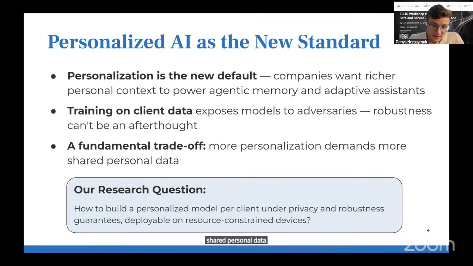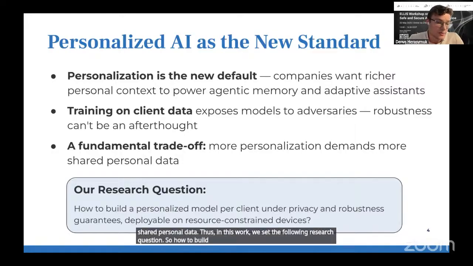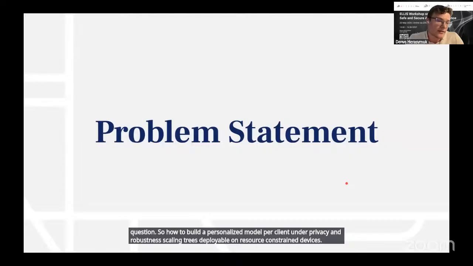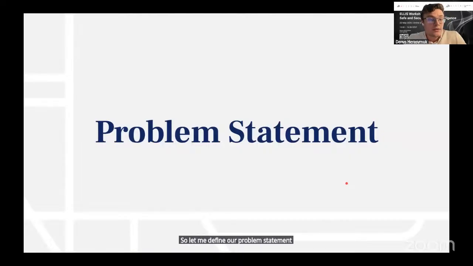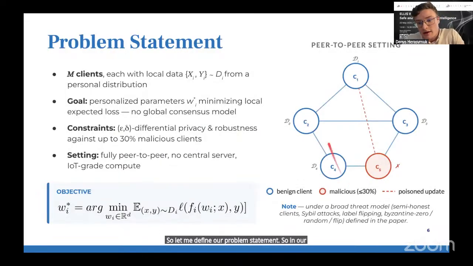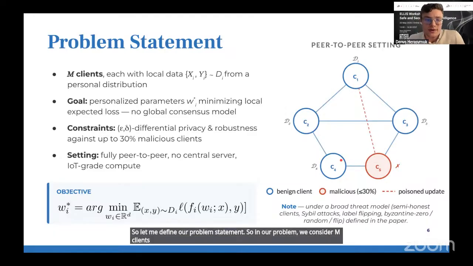Thus, in this work, we set the following research question: how to build a personalized model per client under privacy and robustness guarantees, deployable on resource-constrained devices. Let me define our problem statement. In our problem, we consider M clients, each with local data from a personal distribution.